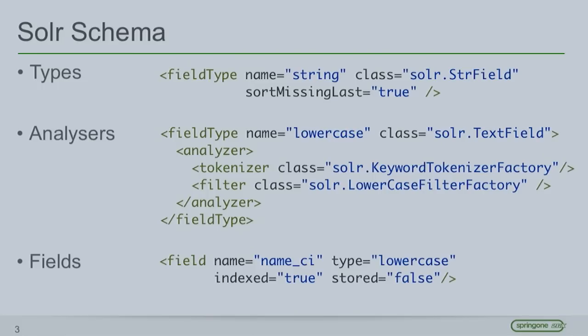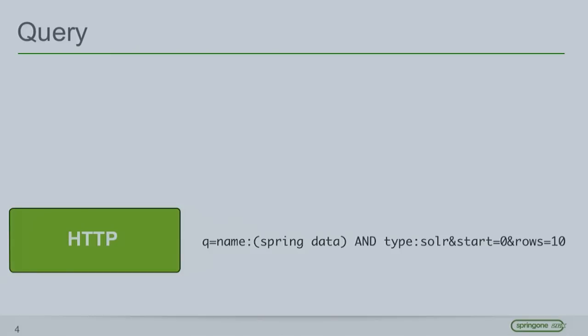Great. There's one more thing I want to talk about when having a look at Solr, and that's the way you normally query Solr. It offers this HTTP interface, and you just put in queries like that. In this case, we would look for a document having Spring and data within the name field, and the document should be of type Solr. There is pagination support as well, so we want to get the first 10 results out of the store.